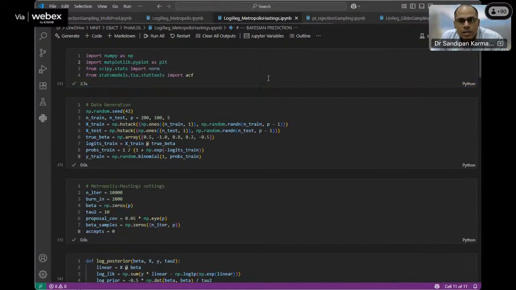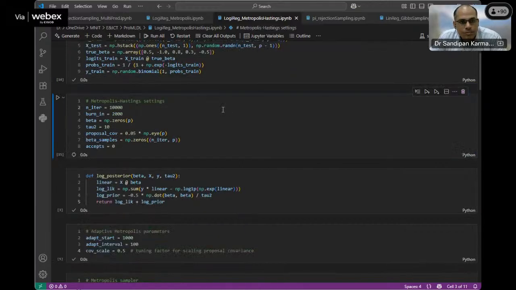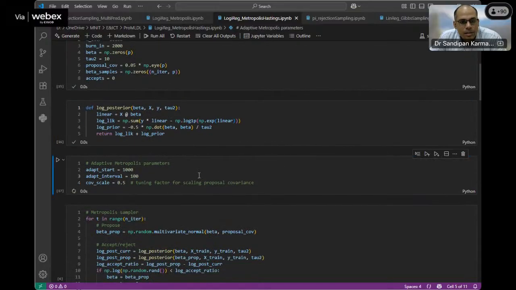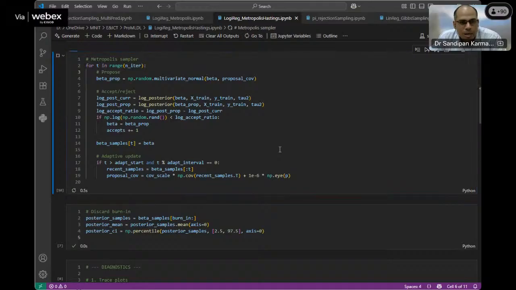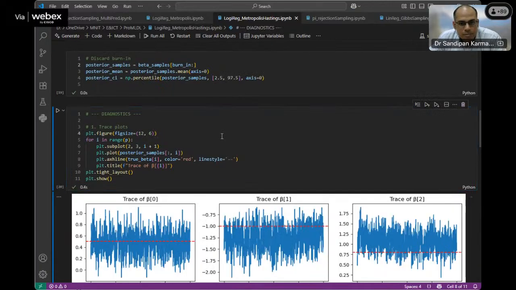Now, logistic regression using Metropolis-Hastings. In Metropolis-Hastings we will not have a symmetric proposal. These are the settings. Then the log posterior is calculated like this. Now these are the adaptive Metropolis parameters I am using. We can have a non-adaptive version also, but I made a little modification in this. Then I use the Metropolis sampler, discard the burn-in, and then plot the trace plots.